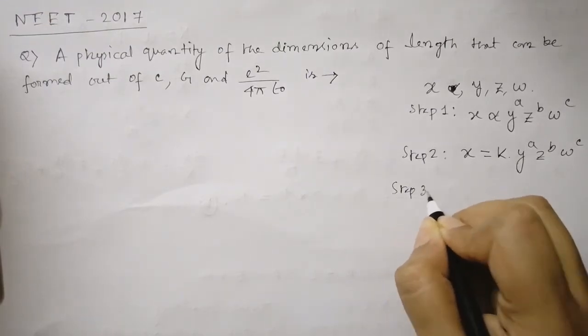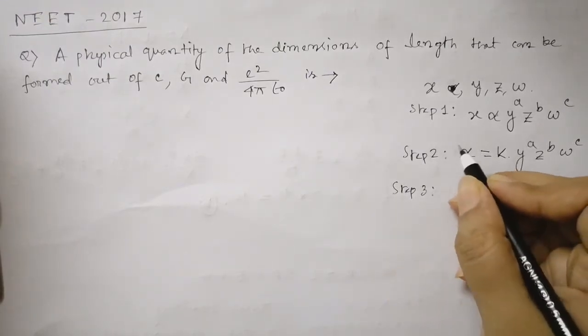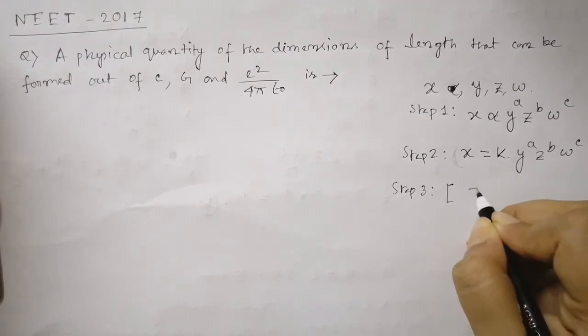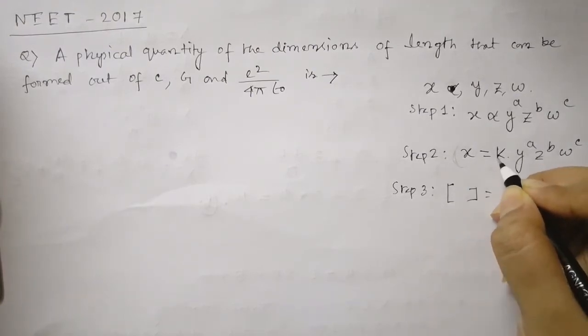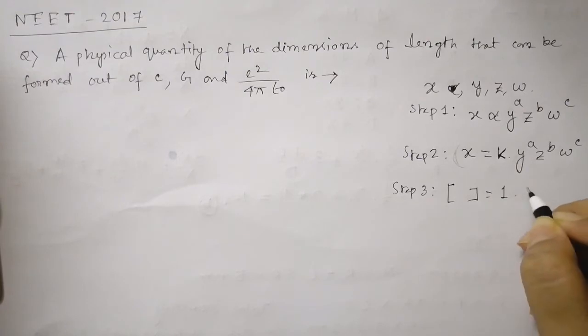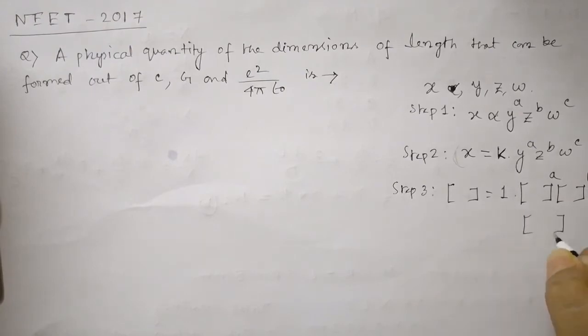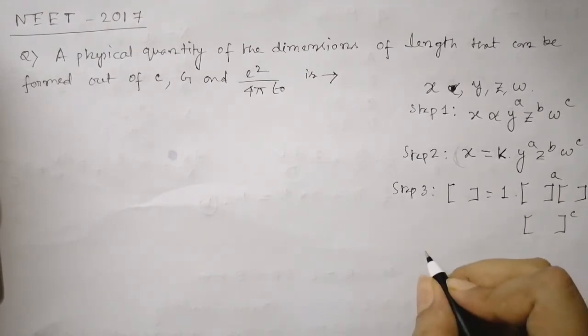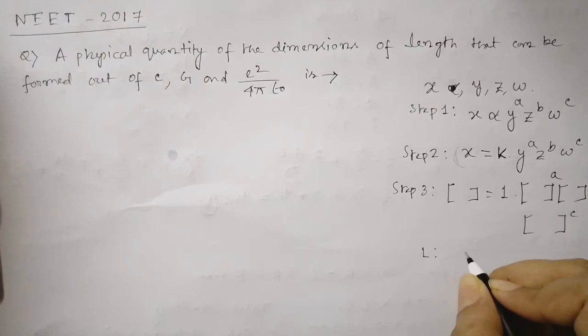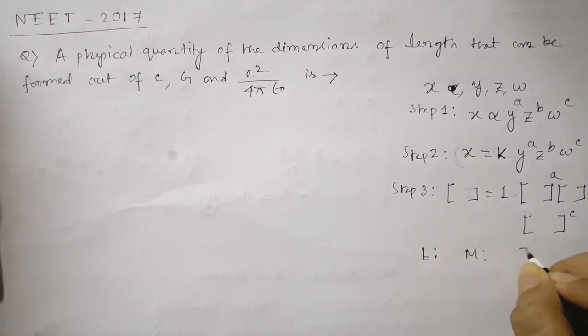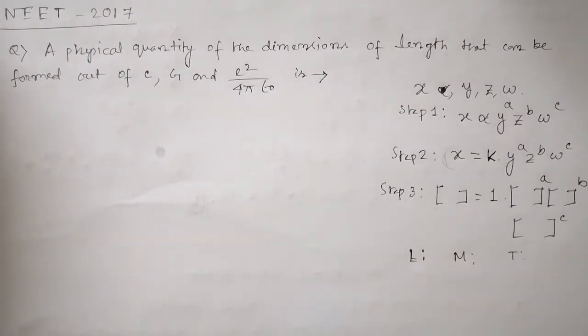And then what will be step 3? Very simple. Put the actual dimension of this quantity equal to the dimension of a constant, which is always 1, put the actual dimension of y, then similarly put the dimension of z and the dimension of w. And then equate the power of L, equate the power of M and equate the power of T, and you will get the values of a, b, c.